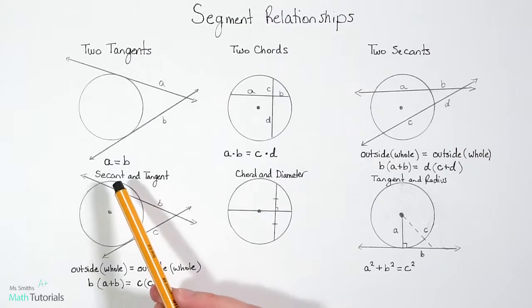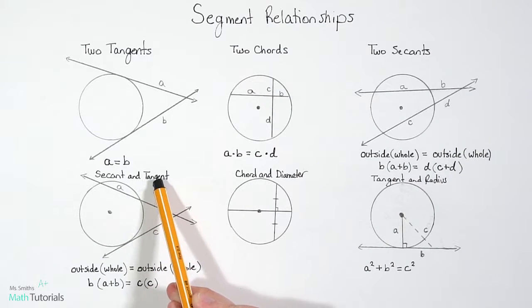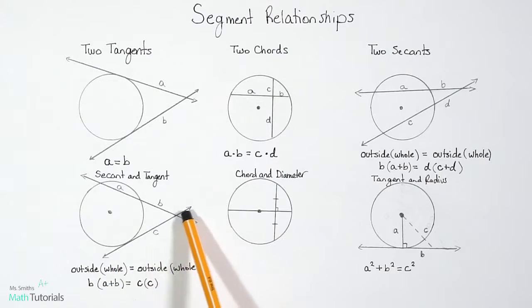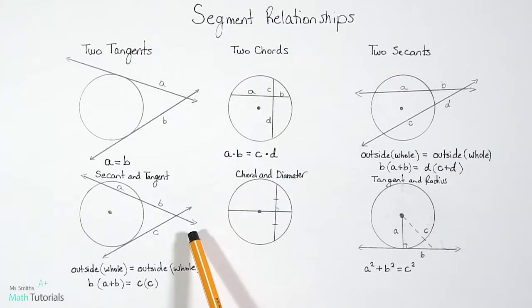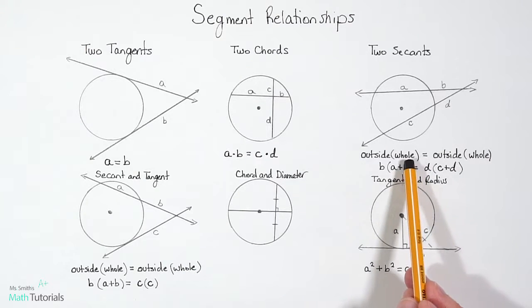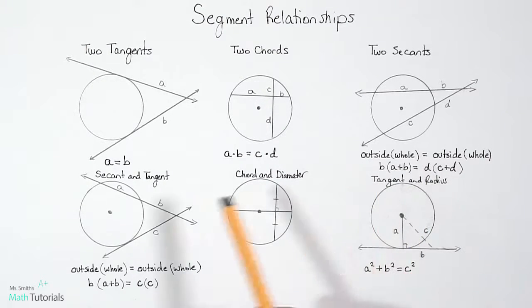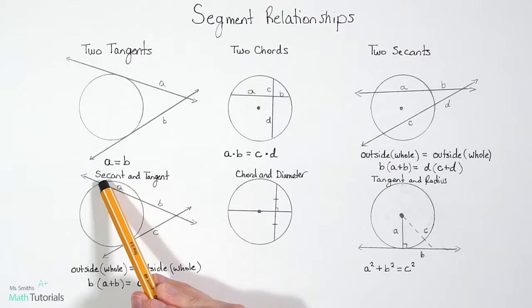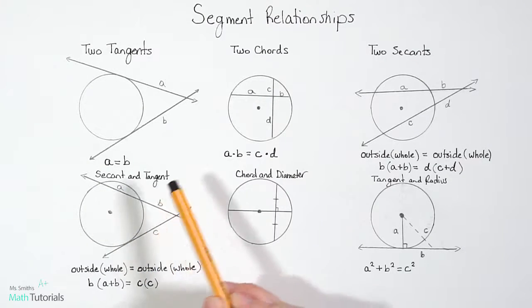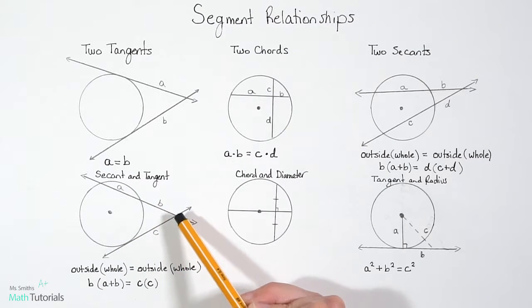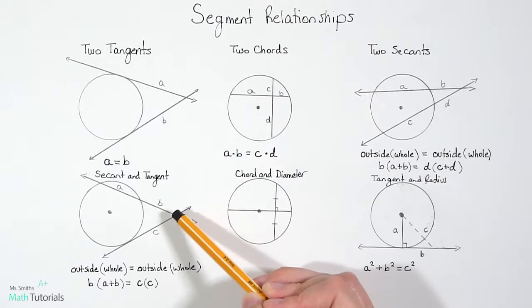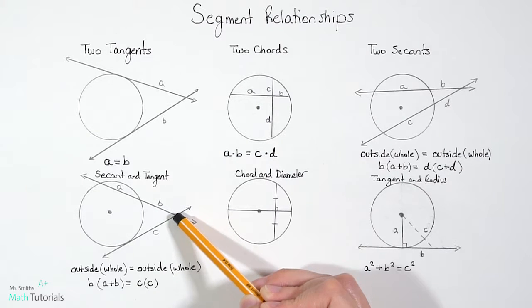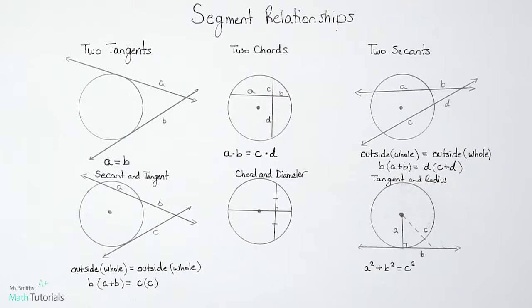The next one we'll look at will be secant and tangent. So notice I have my tangent here and I have my secant cutting through the circle here. And this one actually has the same setup as our two secants. So for this one, we've got a segment A, which goes from here to here, and a segment B, which goes from here to here. And then we have a segment C, which goes from where it touches the circle to right here at the cross. But this one actually has the same formula.